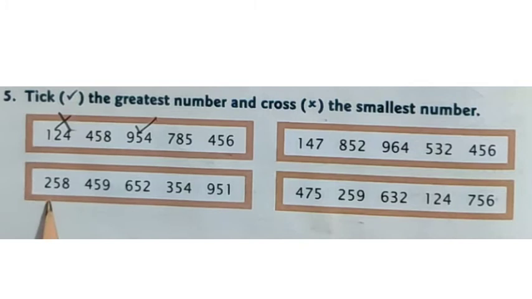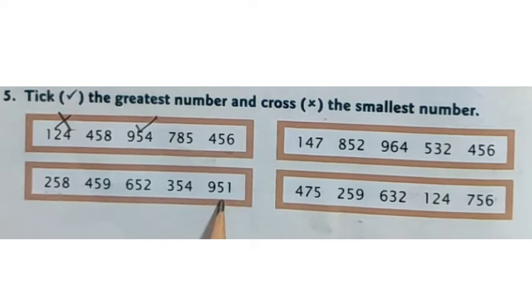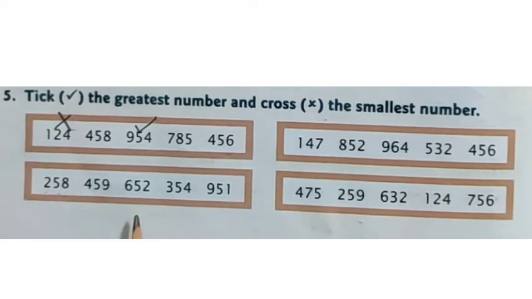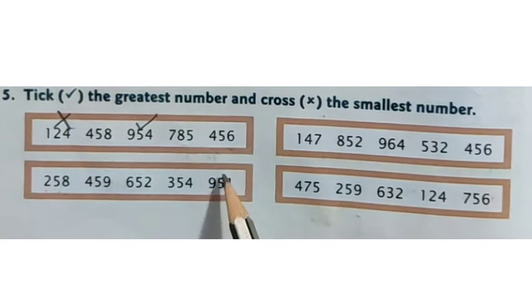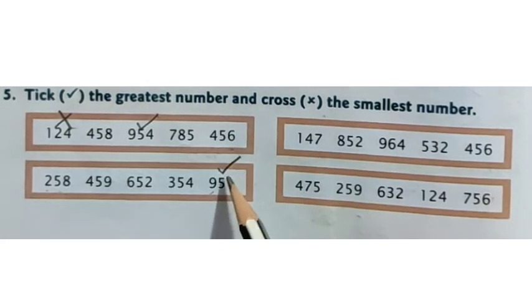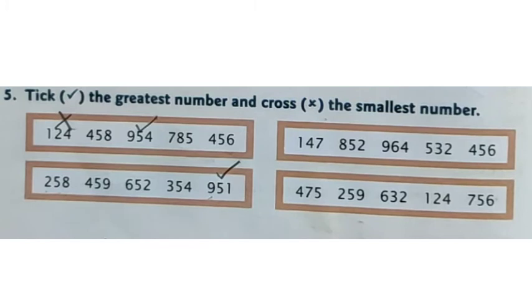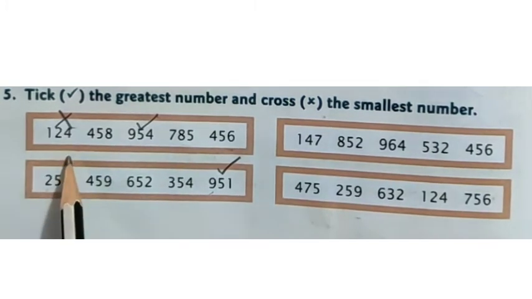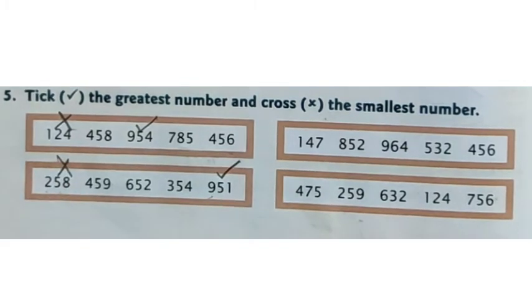Here the 5 given numbers are 258, 459, 652, 354 and 951. Out of this we have to tell which is the greatest and which is the smallest. Here all are 3-digit numbers. Now compare the hundreds place. Here it is 2, 4, 6, 3 and 9. 9 is the greatest number. So 951 is the greatest number, and in this 2 is the smallest digit, so 258 is the smallest number.